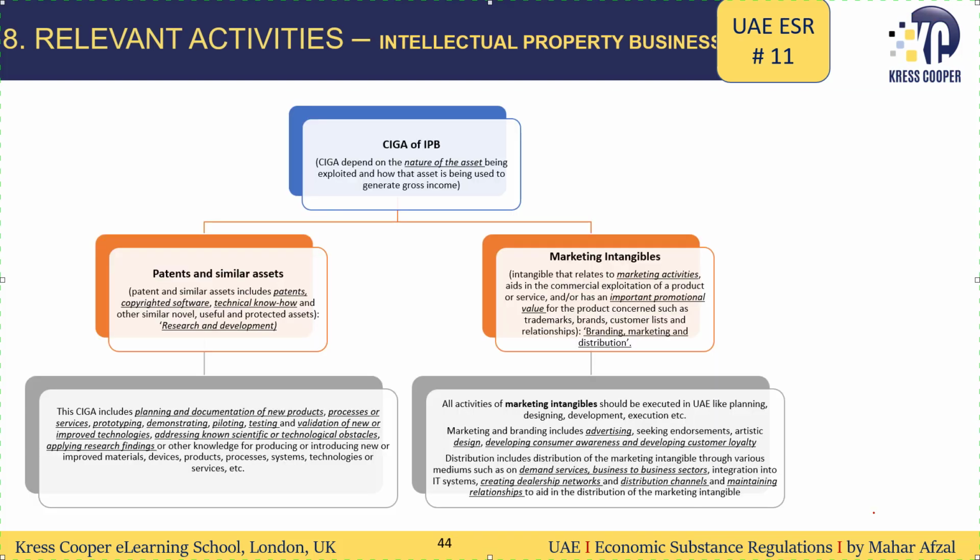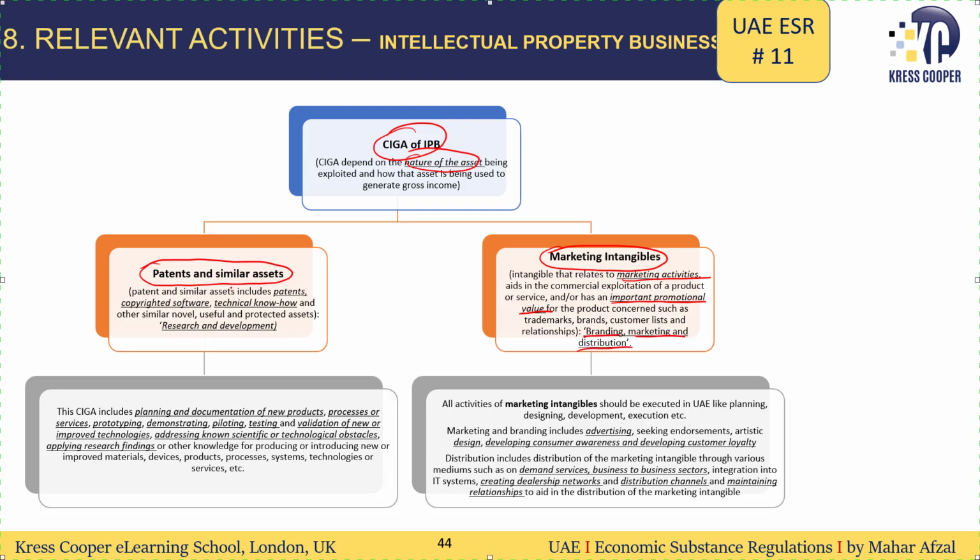SIGA test: core income generating activities for the intellectual property business. They said core income generating activities for the intellectual property business depend upon the nature and the way the intellectual property asset has been utilized by the licensee to earn the income. In the guide, they have classified this into two categories. First, patents and similar assets. Then, marketing intangibles. If these are marketing intangibles, then they will definitely relate to marketing activities, promotional value, branding, marketing and distribution.